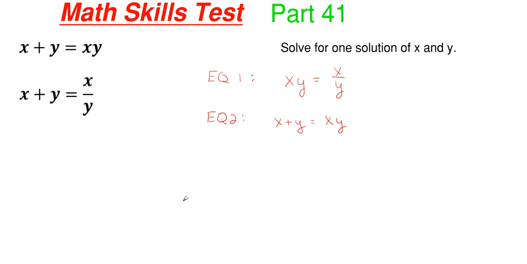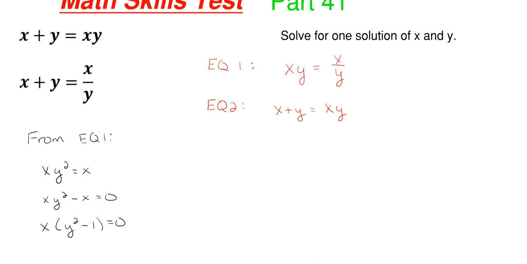So let's work with equation one. From my first equation, x times y is equal to x divided by y. Let's rearrange this. I'm going to bring y over here, so I would have x y squared is equal to x. Then we bring x over as well, so we have x y squared minus x is equal to 0. Then I'm going to pull x out, so I would have x times the quantity y squared minus 1 is equal to 0.